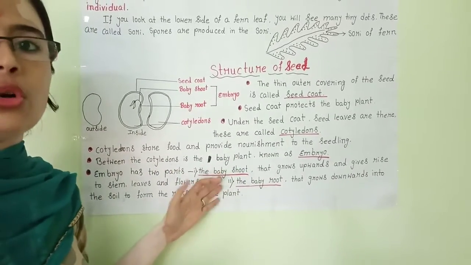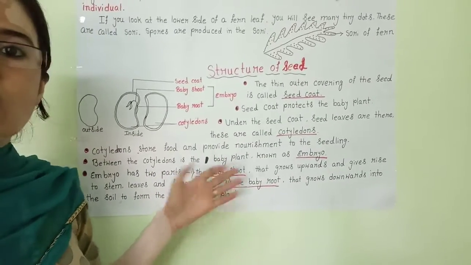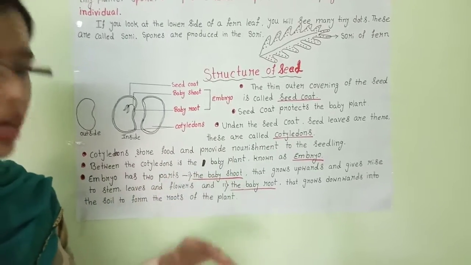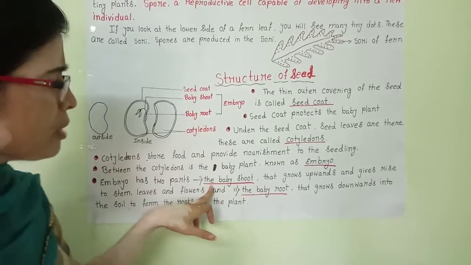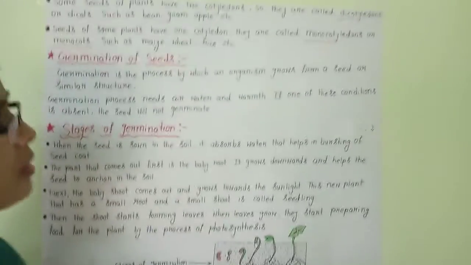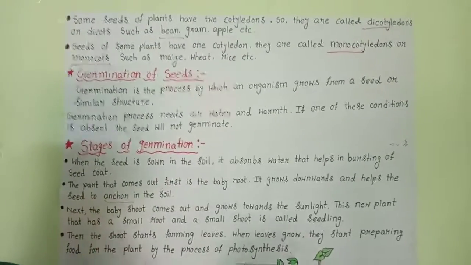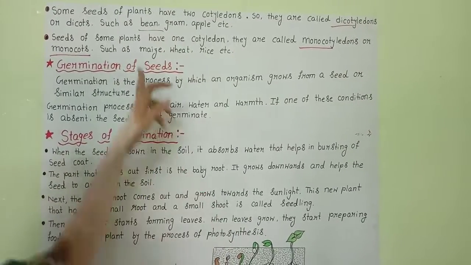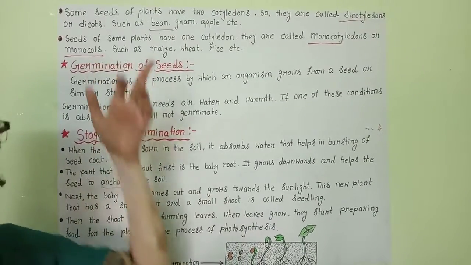We all know root and shoot. Shoot means it grows upwards, and root means it grows inside the soil. The baby shoot and the baby root. The outer structure of the seed is called the seed coat, and beneath the seed coat, seed leaves or cotyledons are there. All seeds have cotyledons.